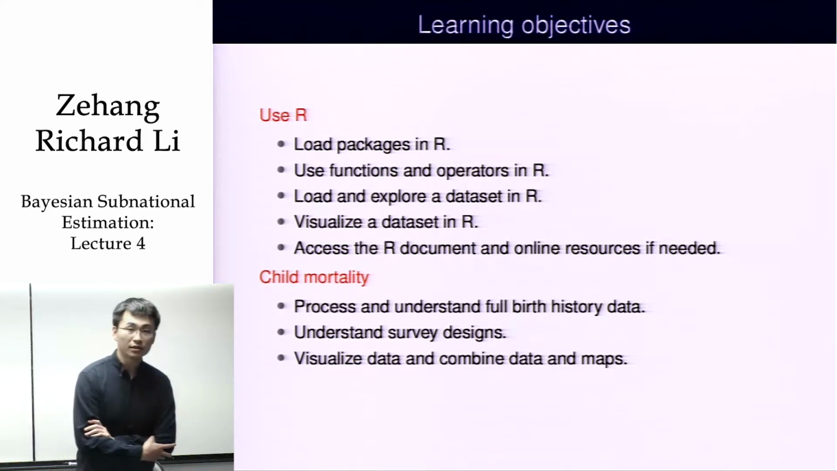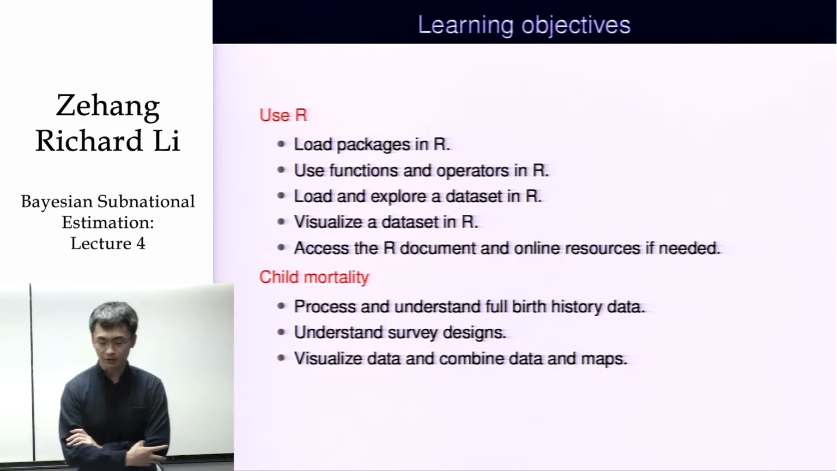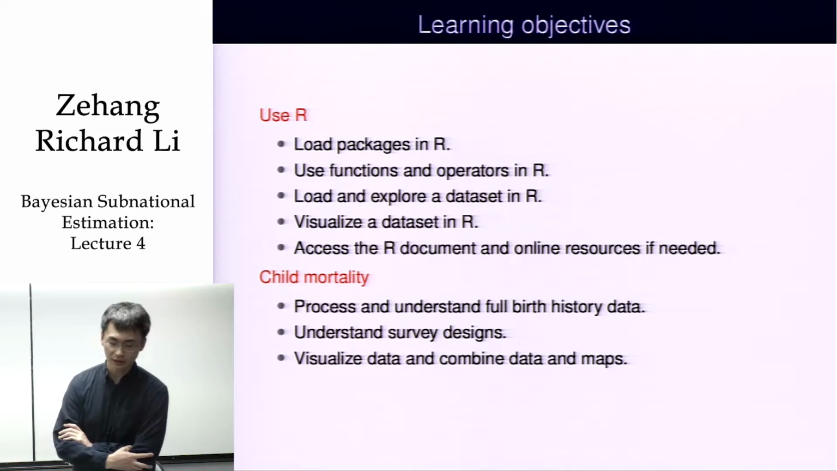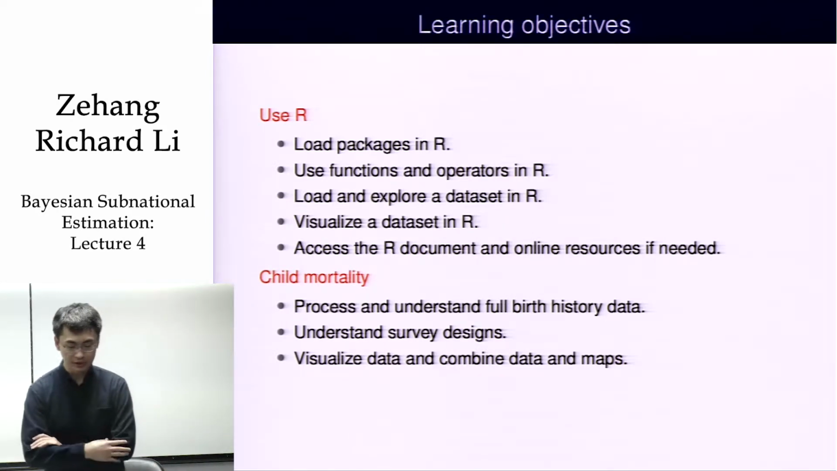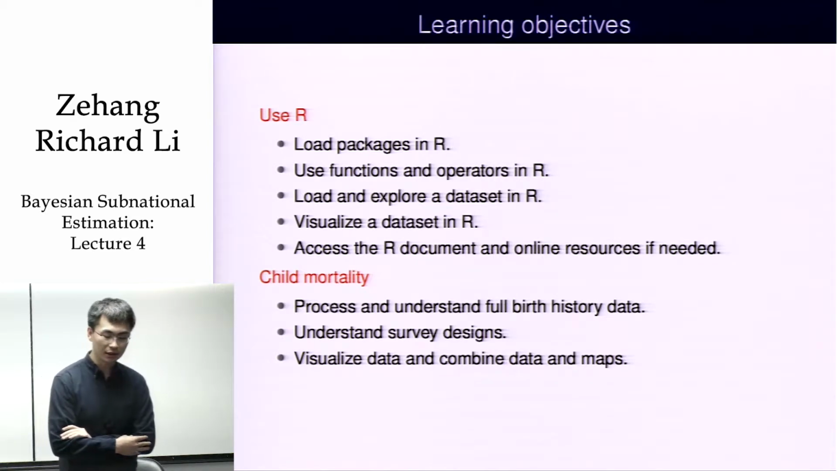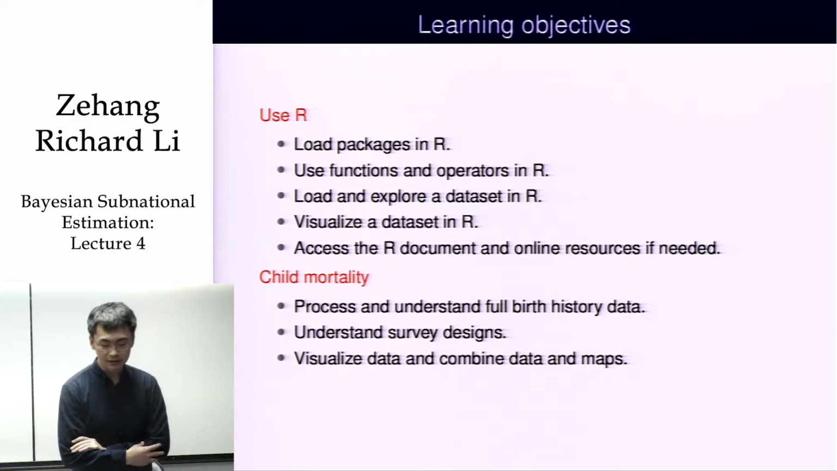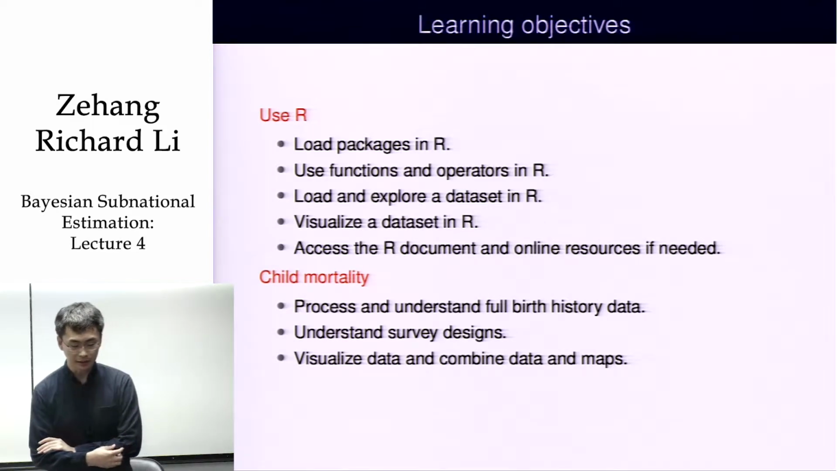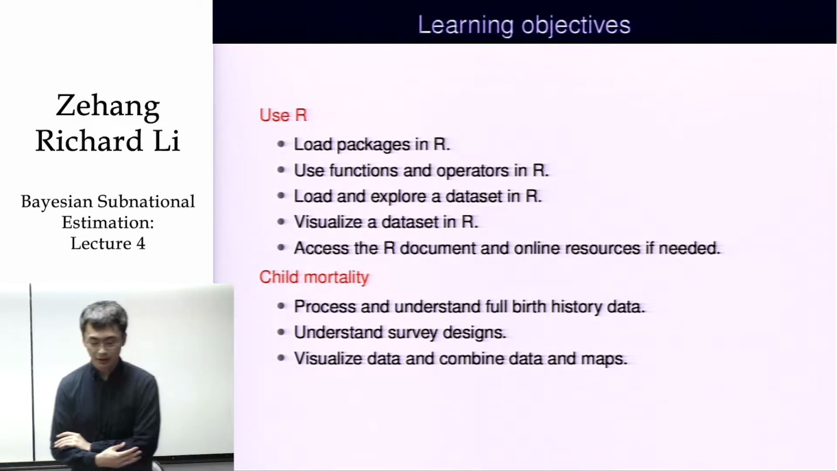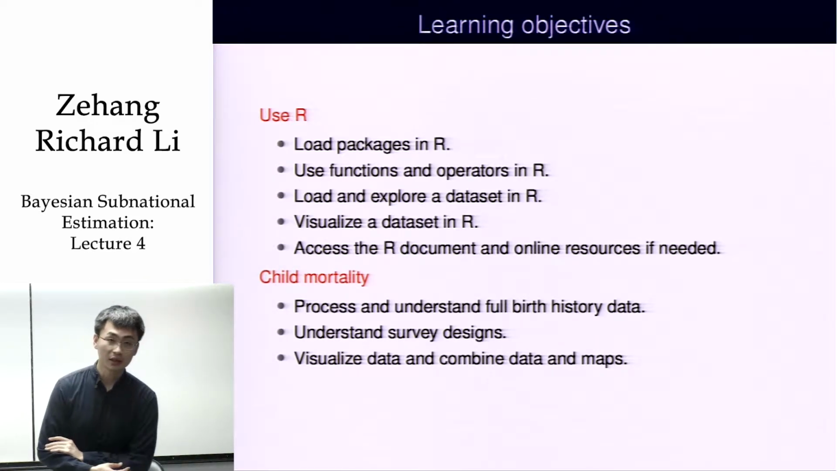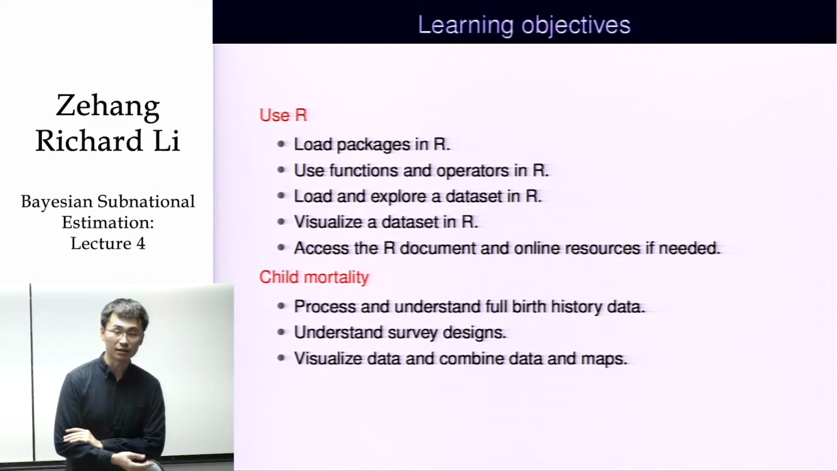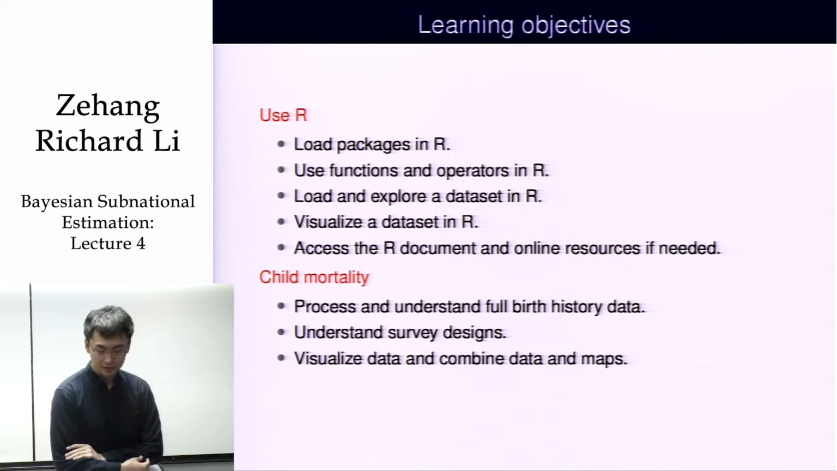For this lecture, the learning objectives are twofold. First, I want to briefly demonstrate some of the features of R. How do we do all those things in R? And then, more to the point of this lecture series, I want to introduce and get you familiar with how we calculate child mortality and how we understand the survey designs. What are the things that we need to do in order to eventually fit the models that will be discussed in the following lectures?